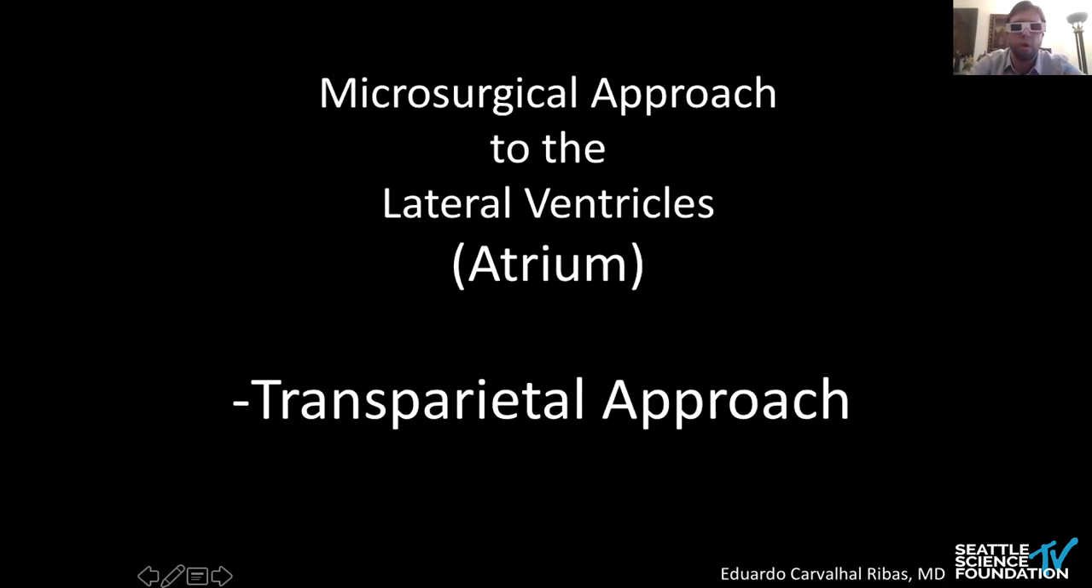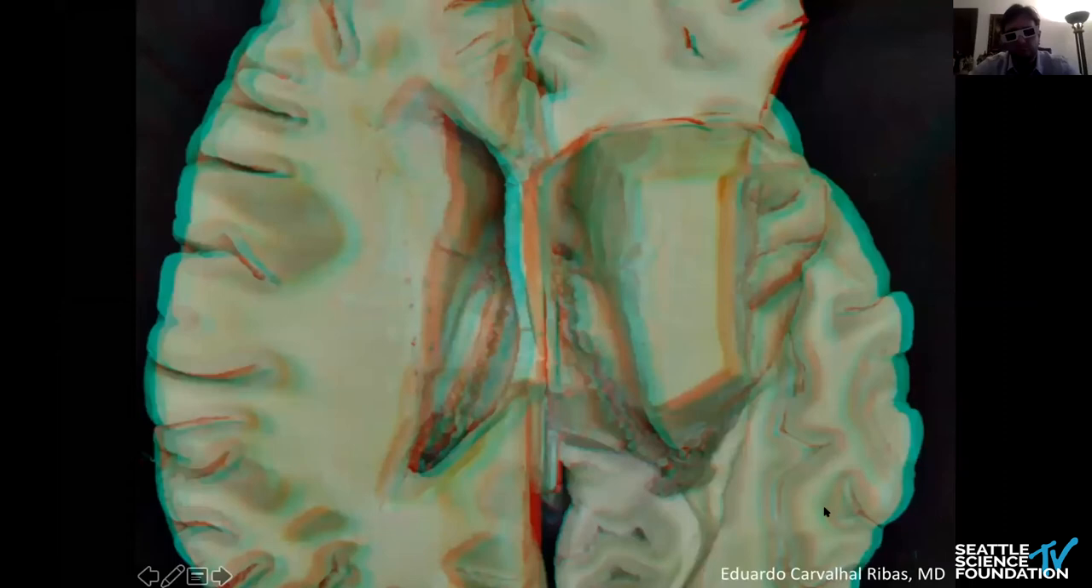If the surgeon wants to reach the atrium, he also cannot go through the interhemispheric fissure because, as I mentioned, the atrium is not at midline, it's a little bit more lateral. So he also needs to do a transcortical approach, now a transparietal approach, because the atrium is more posterior, of course. So if the surgeon wants to reach here, he cannot go through midline, he needs to go transparietal.